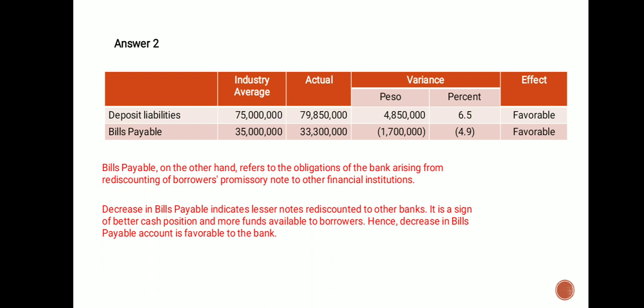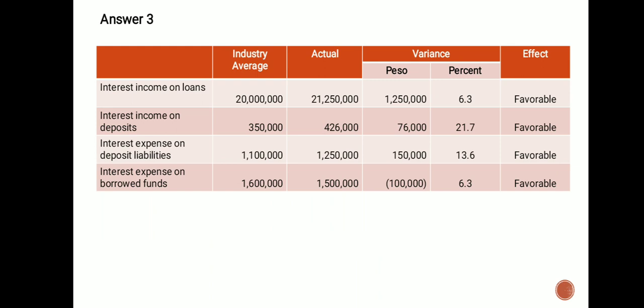So the decrease in bills payable is again favorable on the part of the bank. Kay kung gamay ra ang bills payable, it's an indication nga wala naglisod sa cash si bangko. Meaning to say, na siya enough cash na pwede niya ika-invest, pwede niya ipautang sa iyang mga borrowers. So, we'll now proceed to number 3.